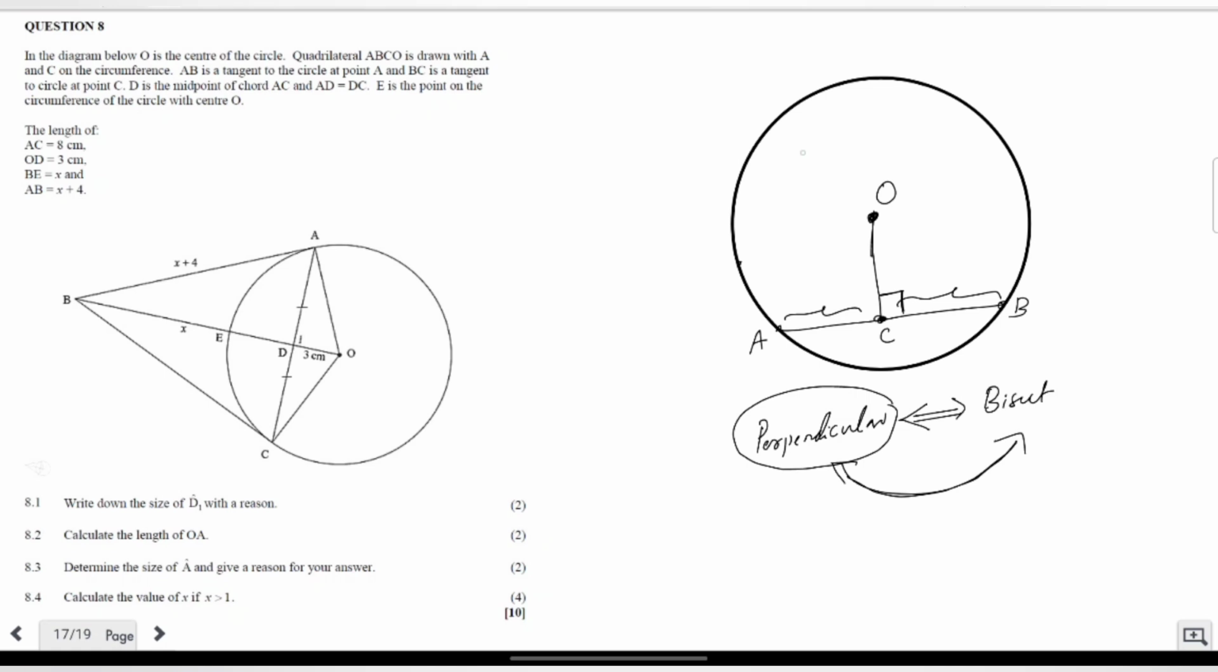So the chord can be anywhere. See here, if I draw a chord here, same story. If you draw a line, if the line is making 90 degree, this line is going to bisect. Bisect means cut into equal parts. Those two are equal. For example, if AB is equal to 100, this is 50, this also 50.